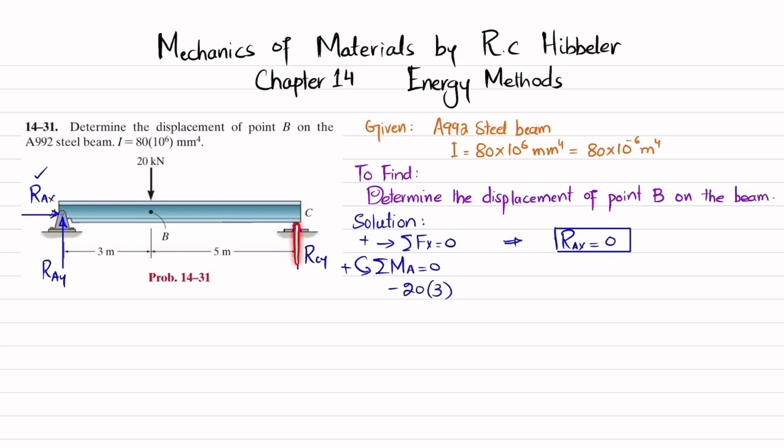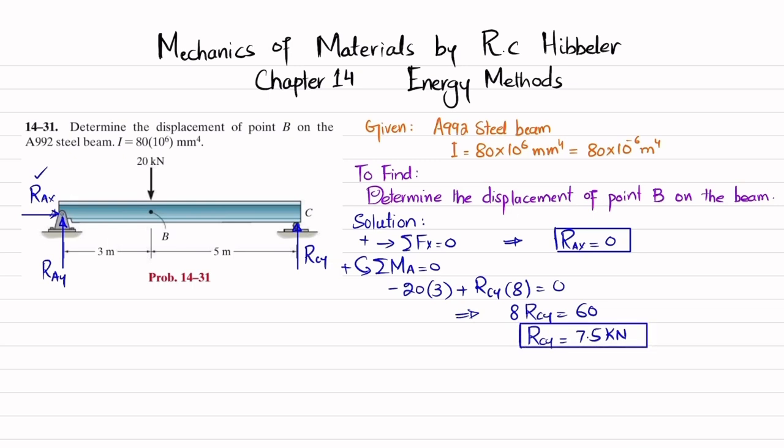The second moment is due to this RCY and perpendicular distance is 8, and this is producing counterclockwise moment, so it will be positive. So I will write RCY into 8 is equal to 0. So from here we will get 8 RCY is equal to 60. So RCY will be equal to 60 divided by 8, and that will give you 7.5 kilonewton.